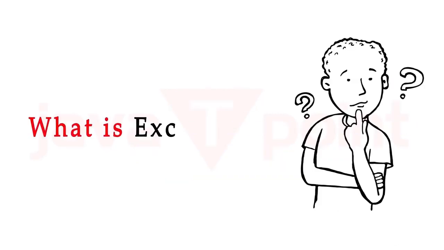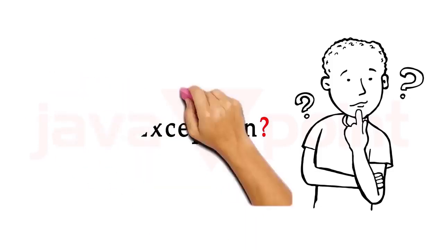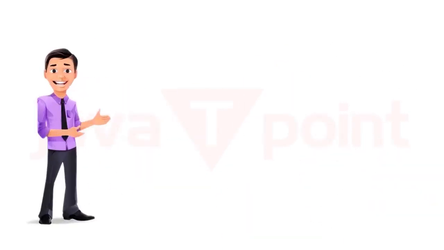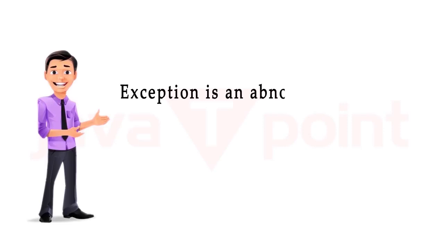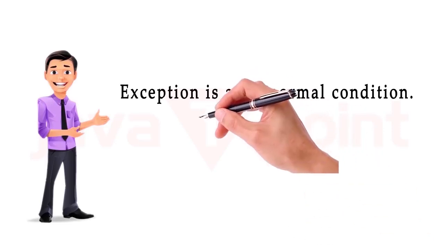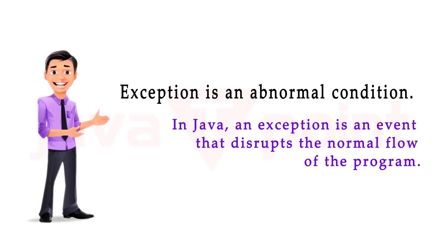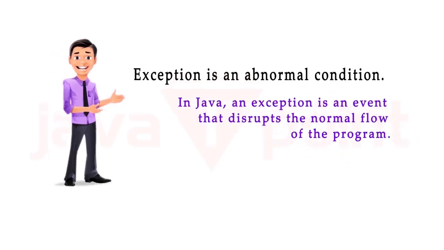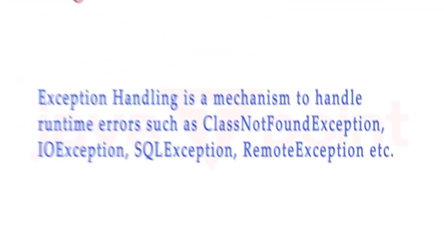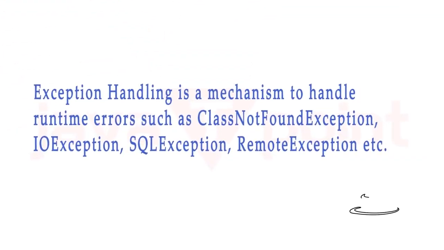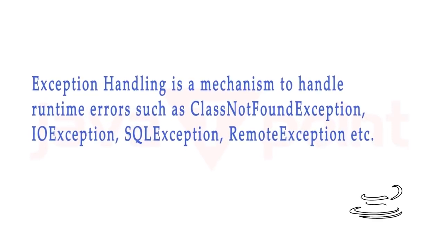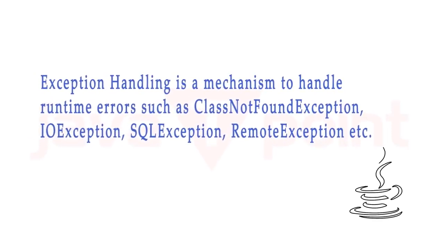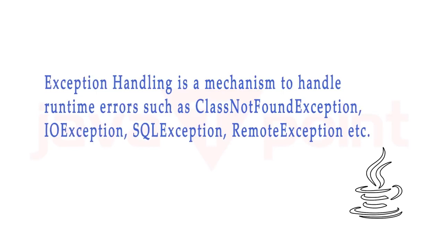What is exception? Exception is an abnormal condition. In Java, an exception is an event that disrupts the normal flow of the program. What is exception handling? Exception handling is a mechanism to handle runtime errors such as ClassNotFoundException, IOException, SQLException, RemoteException, etc.